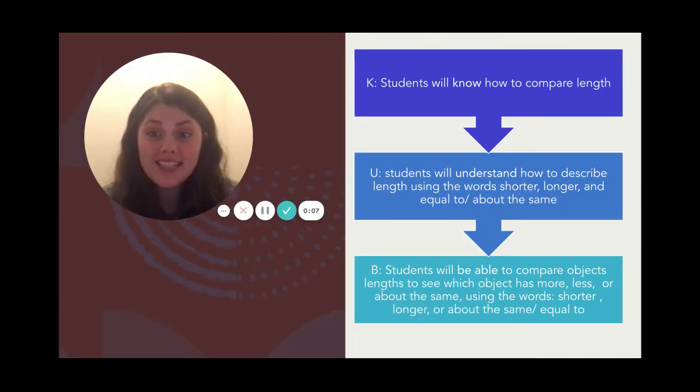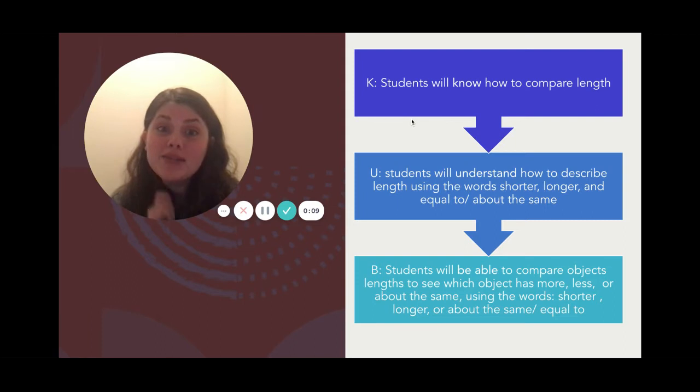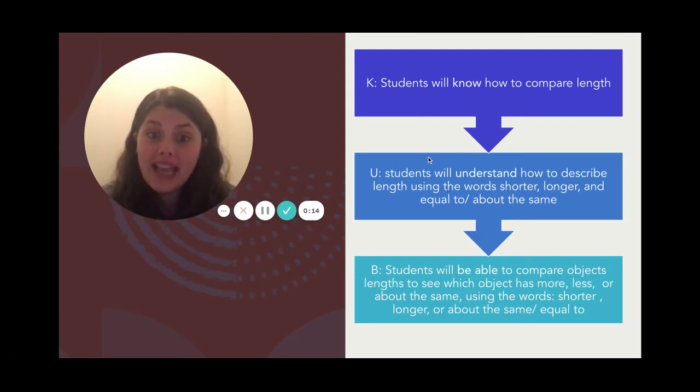Friends, the goal of today's lesson is that you'll know how to compare length. You'll understand how to describe length using the words shorter, longer, and equal to or about the same. And you'll be able to compare objects' lengths to see which object has more, less, or about the same using the words shorter, longer, and about the same or equal to.